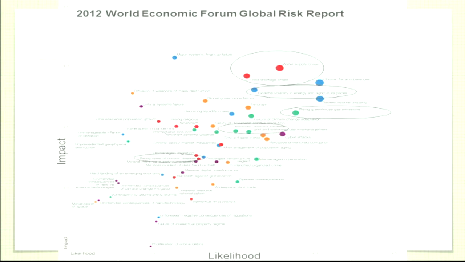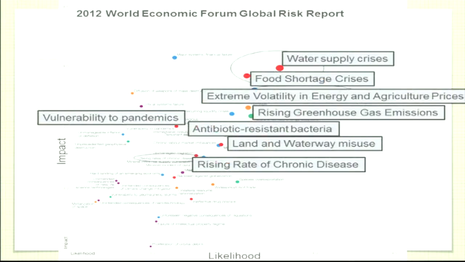We have here the likelihood of a bad event and the impact of that bad event according to this August council. I've circled the things where I think synthetic biology is directly interesting. There's a bunch of other things where it's indirectly interesting. Water supply crises, food shortage crises, extreme volatility in energy and agricultural prices, rising greenhouse gases, and so on. These are all things with biology in the loop, for which biology is not only a key element of what's being affected, but what can affect an outcome.